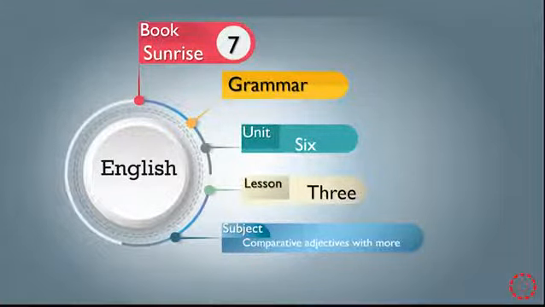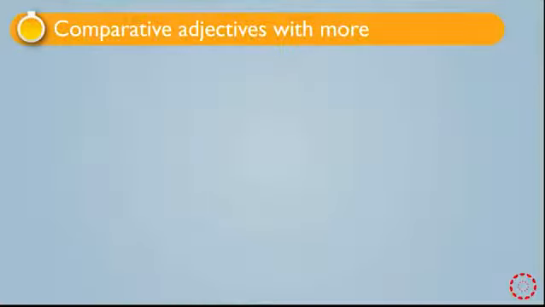Today we have Grammar, Unit 6, Lesson 3. The subject is comparative adjectives with more. In the previous lessons we talked about how to form a comparative adjective by adding ER. This time we make comparative adjectives with more.